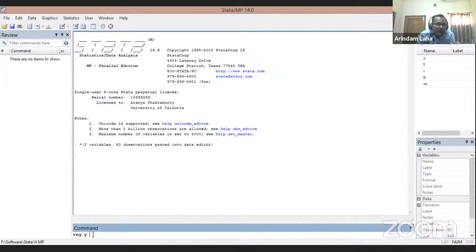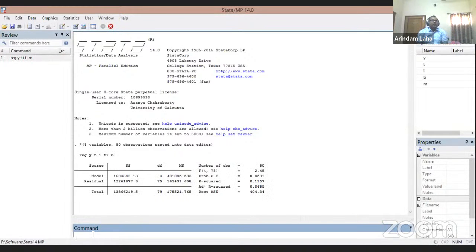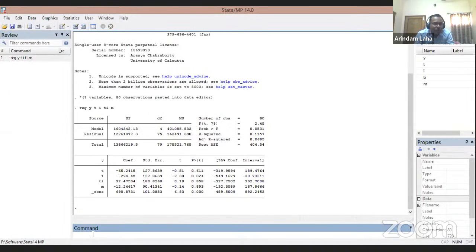Now, y is our dependent variable, mean consumption expenditure. Then you have the time dimension, the spatial dimension, an interaction term, and a method term. This is the result, whatever result I have shown you earlier. Now you have to calculate the average.